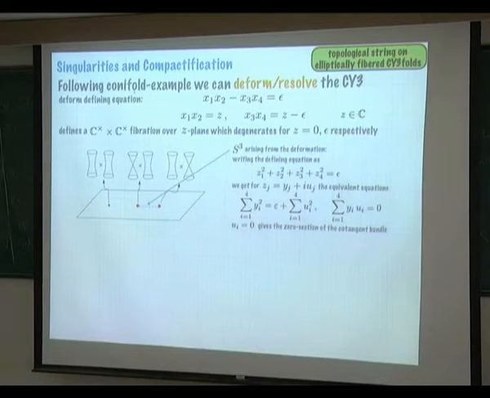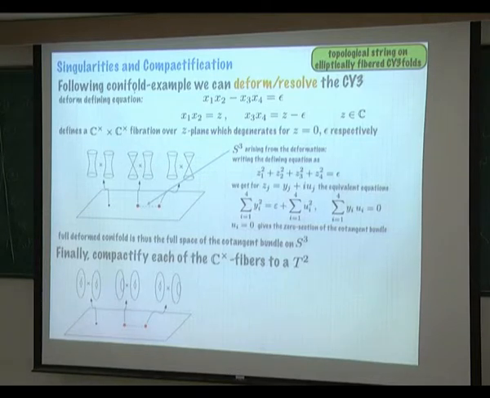So that's just the zero section, and from this you can read off that the fully deformed conifold is then just the space of the cotangent bundle on S3. So that's the geometric definition. That's the deformation of my Calabi-Yau.